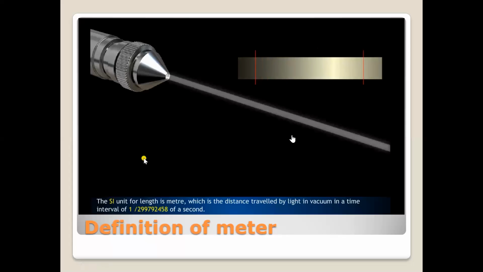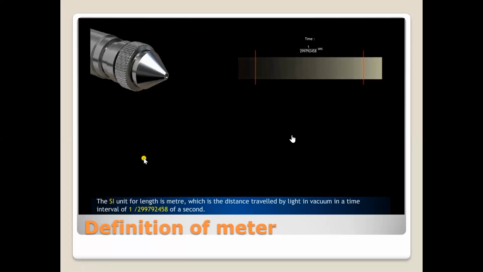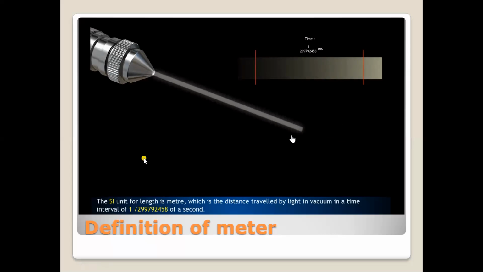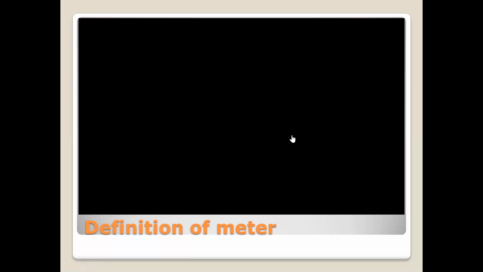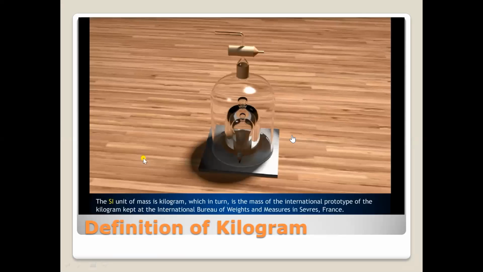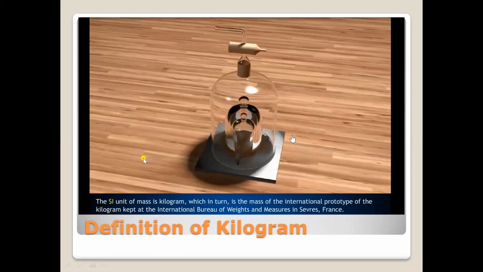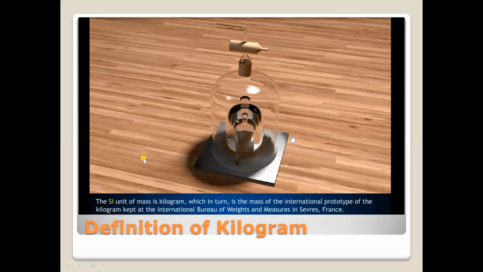Definition of meter goes this way. It is the distance traveled by light in vacuum in a time interval of 1 by 299,792,458 of a second. This distance traveled by light in this much duration is defined as 1 meter. Kilogram is defined this way. It is the mass of the international prototype of the kilogram kept at the International Bureau of Weights and Measures in Sèvres, France.